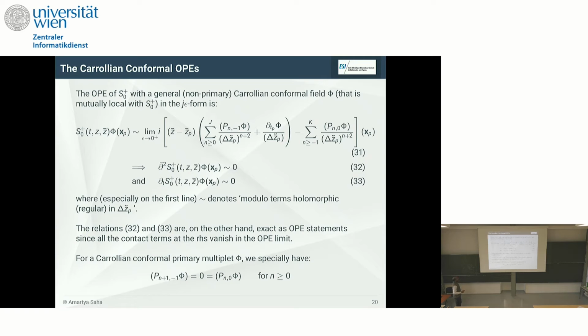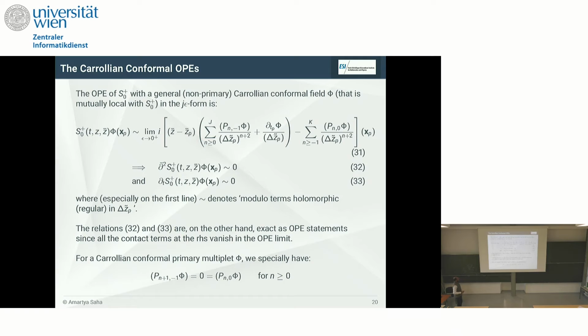The first line is modulo terms holomorphic in this quantity. So there are regular terms, and since this phi is not a primary field, it is a generic, non-primary Carrollian field, it can have higher order poles also. You can take the primary OPE, take descendants, and you will recover these higher order poles. The important thing is that there are also regular terms.